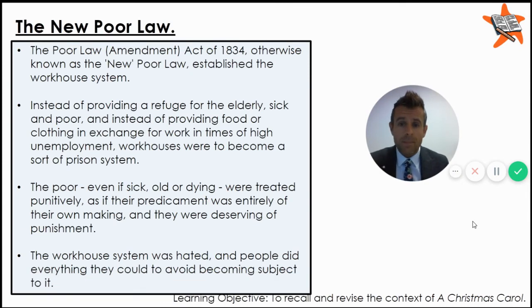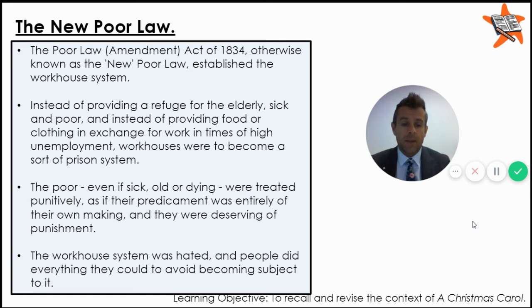The Poor Law Amendment Act of 1834, otherwise known as the New Poor Law, established the workhouse system. Now, instead of providing a refuge for the elderly, sick and poor, and instead of providing food or clothing in exchange for work in times of high unemployment, workhouses became a sort of prison system for people that were unable to fend for themselves. The poor, even the sick, old or dying, were treated punitively, as if their predicament was entirely of their own making and they were deserving of punishment.